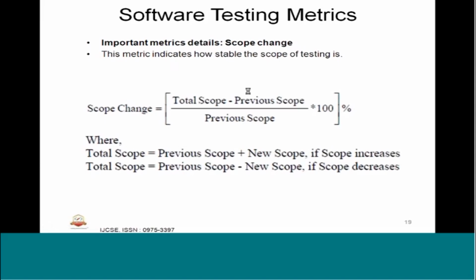We have the scope change. So scope change indicates how stable the system is and how much it has changed from the original scope. Scope can be increased as well as decreased depending on the complexity of the project and how well the program went ahead in terms of development and testing.